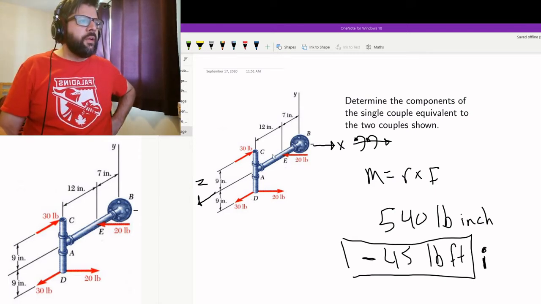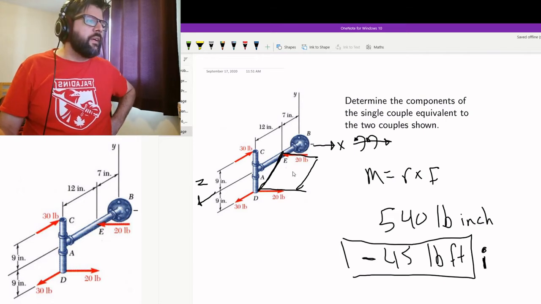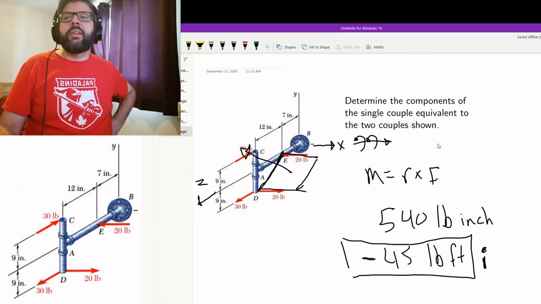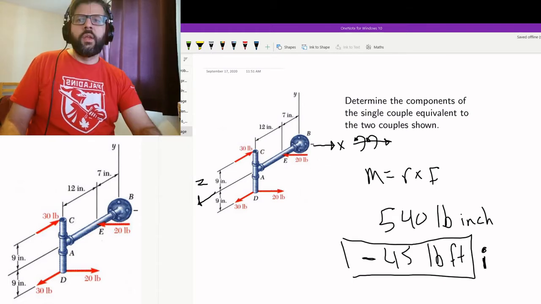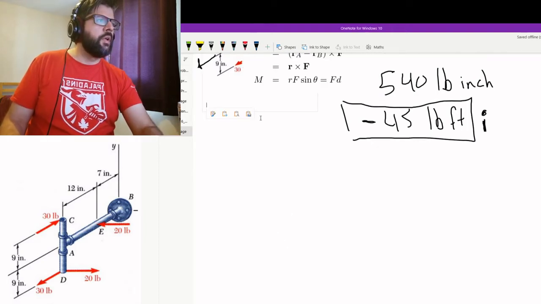This one, however, is acting in a plane that looks like this. It's basically slanted there. So we're going to get a moment, but the resultant is not going to be parallel to any of the axes in question, any of the prime axes in question. So to calculate that, I'll just copy and paste a section from the notes here.